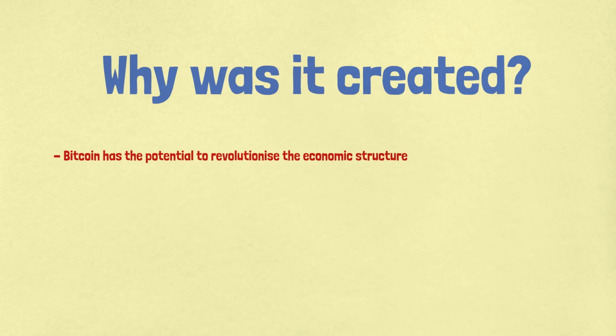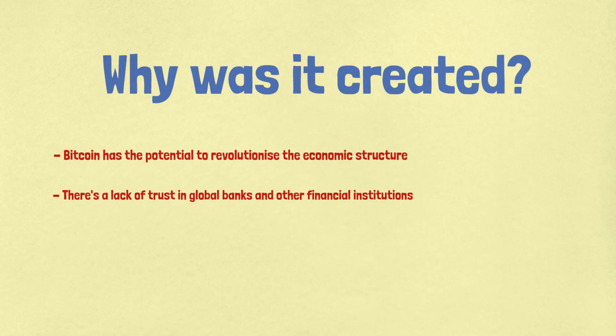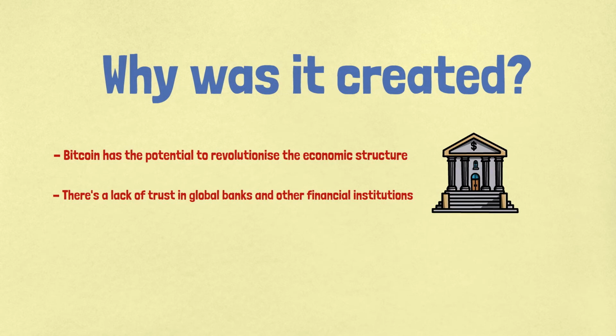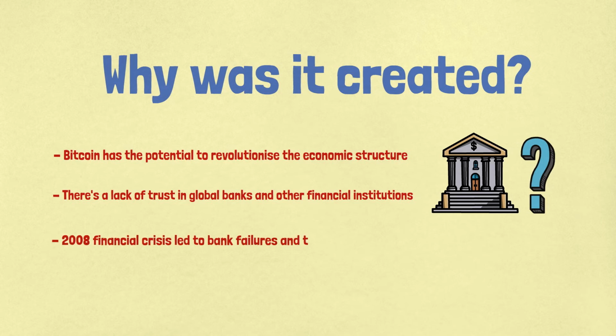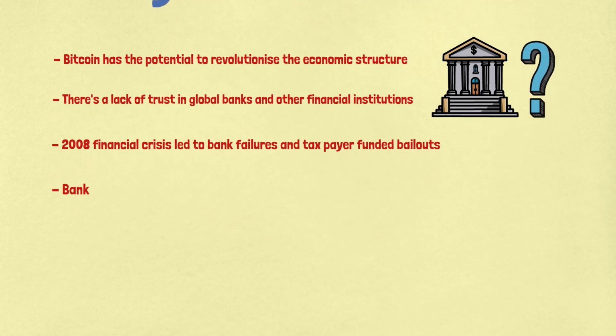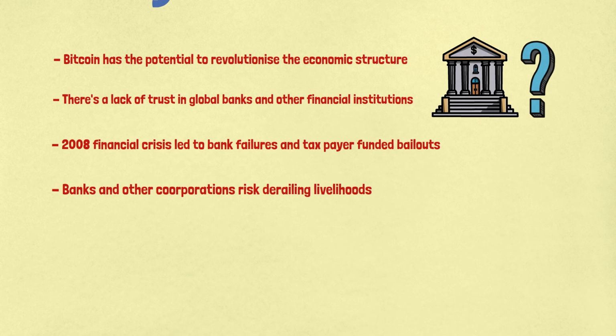Bitcoin has the potential to truly revolutionize the economic structure of today's society. People's trust in global central banks and other institutions has dwindled due to excessive and irresponsible debt accumulation, as well as reckless money printing, leading to asset price inflation and increased wealth inequality. The 2008 financial crisis, which led to bank failures and taxpayer-funded bailouts, was due to the misaligned incentives that governments gave to banks and corporations to take excessive risks, knowing that if all went wrong, they would be rescued, whilst everyday people would lose their homes and livelihoods.